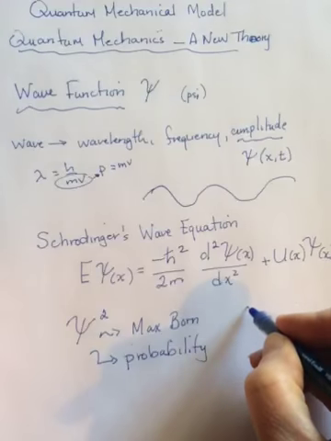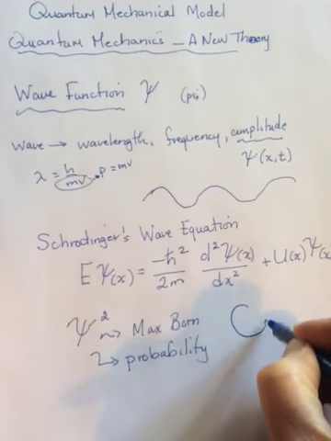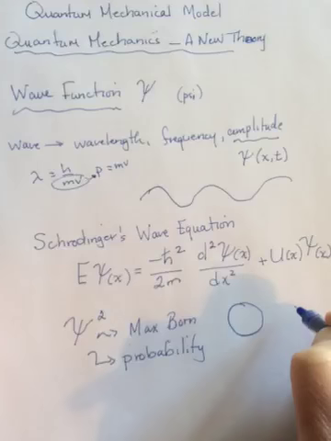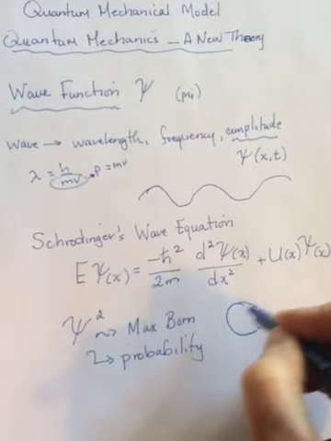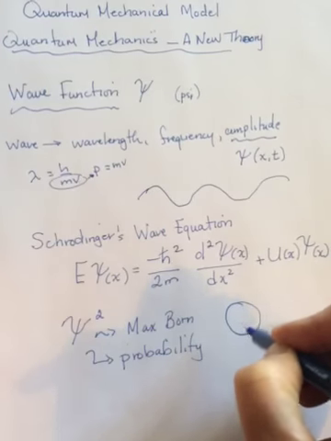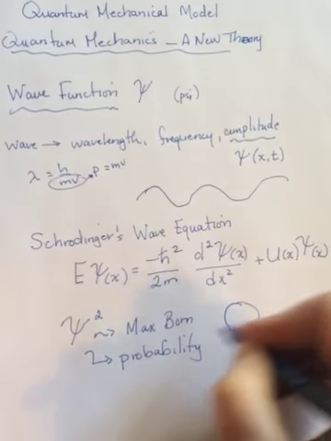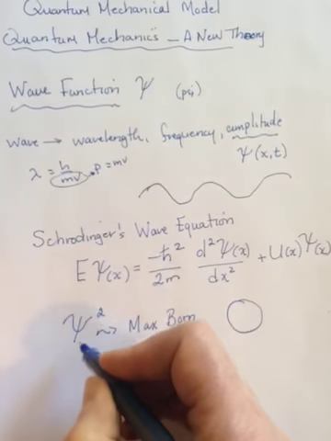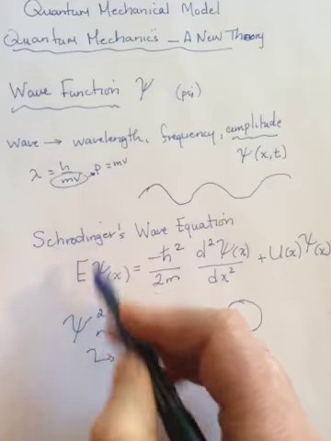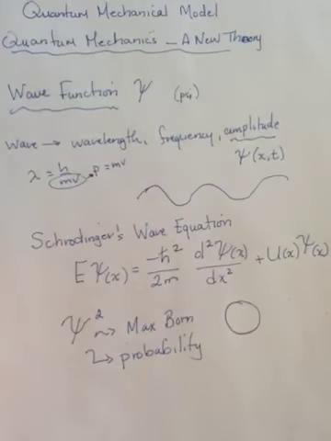And if in grade 11 you did the different shapes of the n equals 1 and n equals 2, really those shapes are the probability. The denser the cloud, the higher the probability. The less dense the cloud, the lower the probability. Okay, so it's the wave function squared that will give us the probability.